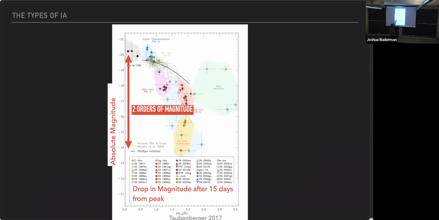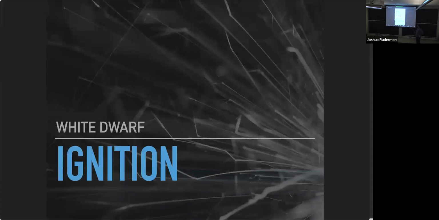And they cover two orders of magnitude. This is real, this is not funny units, but real magnitudes. So two orders of magnitude in brightness. The ones that we use for cosmology are only a small fraction of those. But in theory, all of these are potentially exploding white dwarfs. And so explaining all of them will probably help us to explain subgroups as well. I'm going to focus today on the one that we use for cosmology, but we're working on more than this.